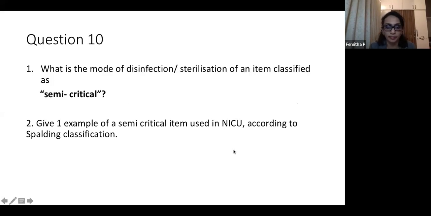Last question. What is the mode of disinfection or sterilization that you will use for an item that is classified by the Spalding classification as semi-critical? This many statistical questions may or may not come. It's only a trigger, that's all. Trigger to read.